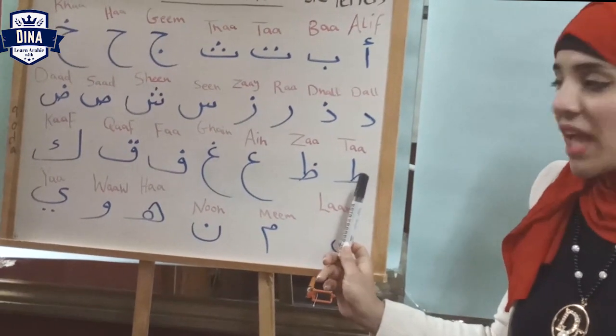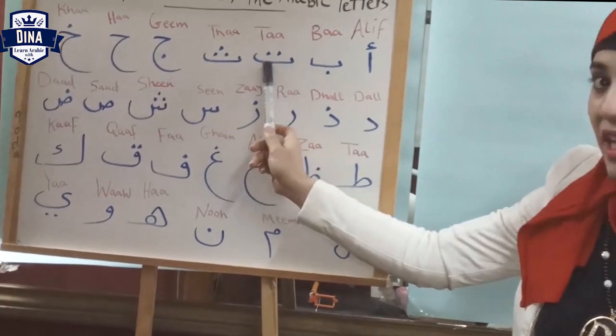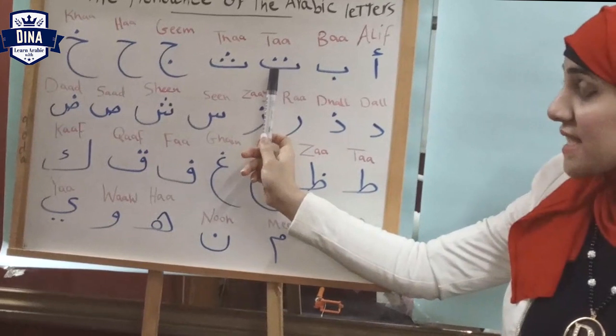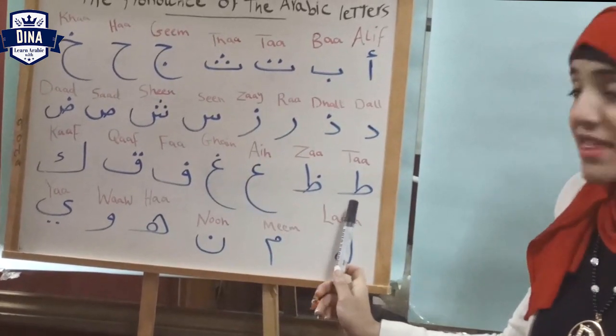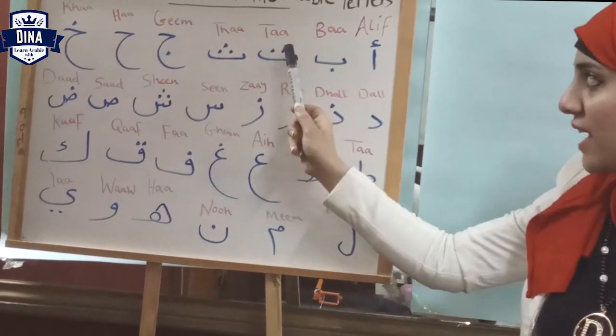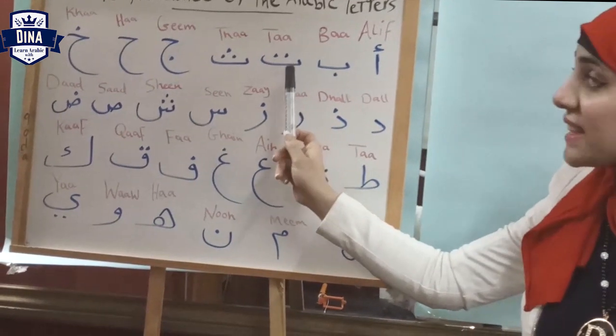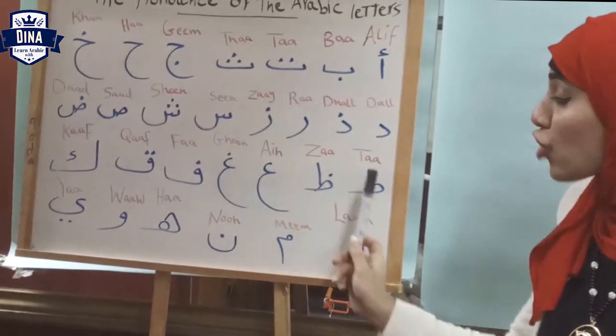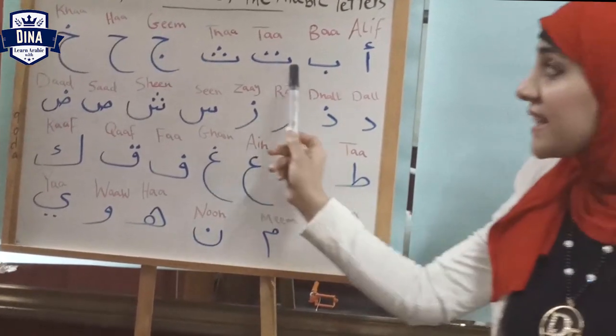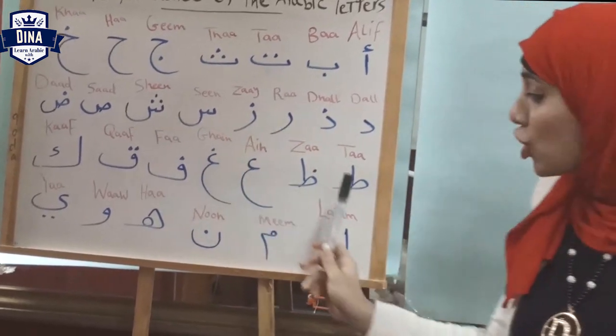Ta is a heavy sound of ta. Ta is a light sound. Ta is a heavy sound of ta. Repeat after me. Ta, ta, ta, ta.